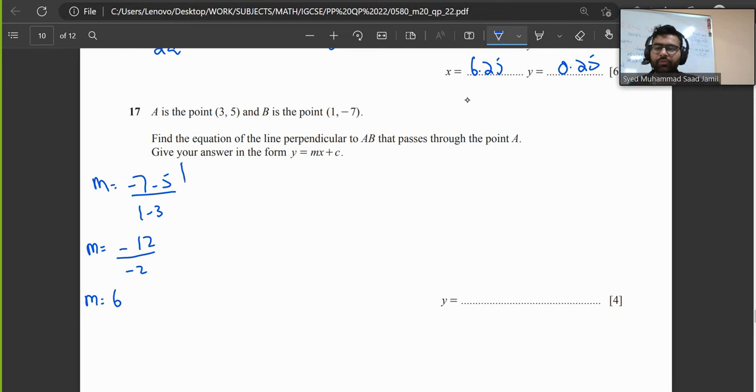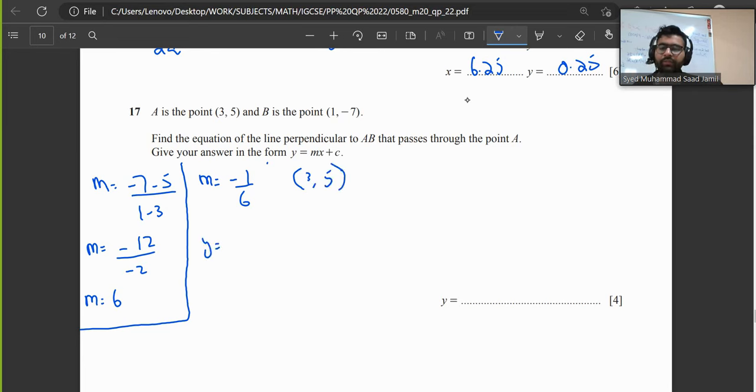Now whenever we have to find the gradient of the perpendicular line, that is going to be m is equal to minus 1 upon 6. Now it says find the equation of the perpendicular line to AB that passes through the point A. So we need two things. We have the perpendicular gradient and we need the coordinates of A.